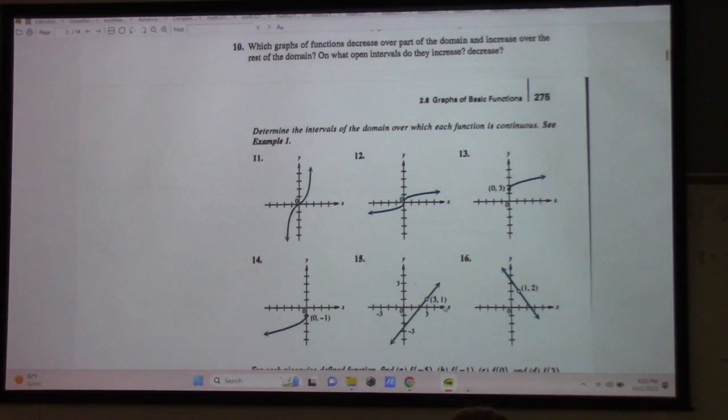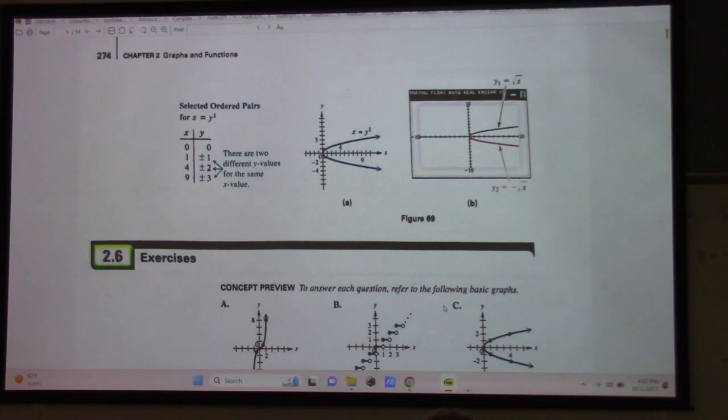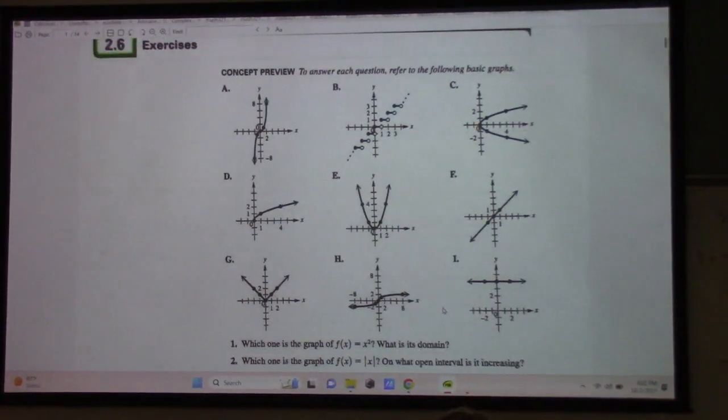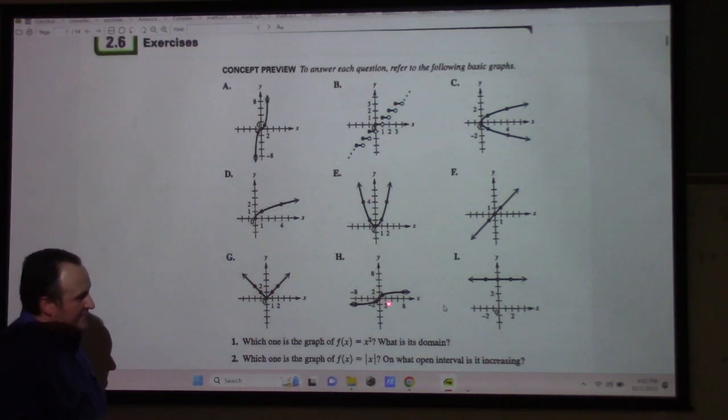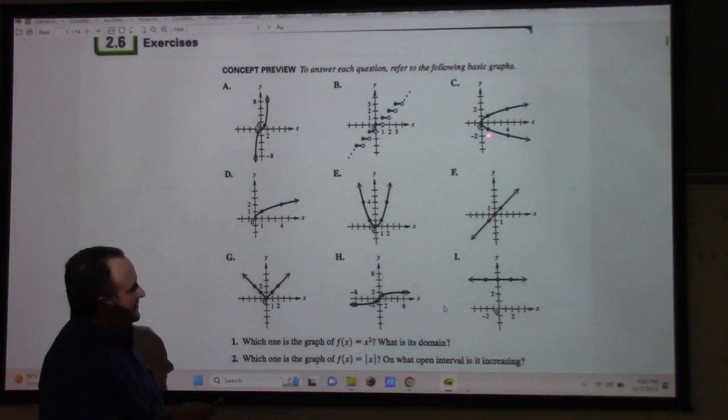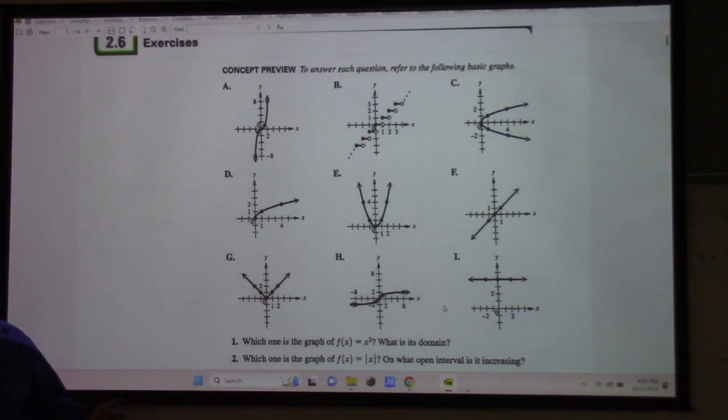Once the attendance sheet makes it to the last student, class is over. So almost there. How about this one? Which one of these is not continuous? That's continuous, that's continuous, and so on. This one is very much not continuous.